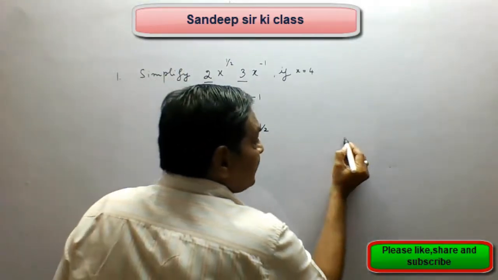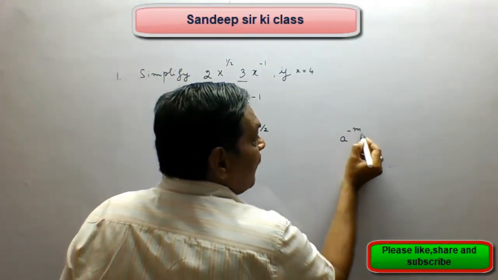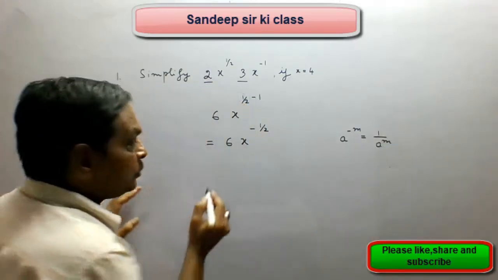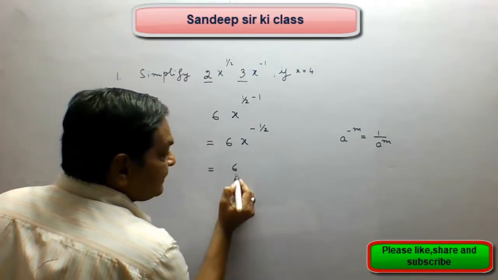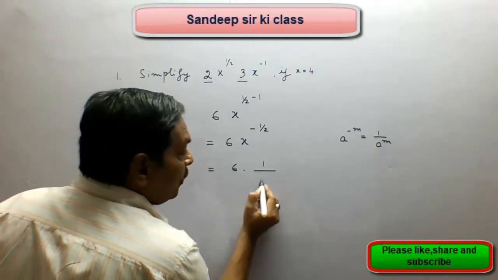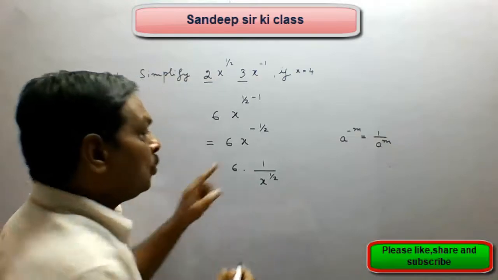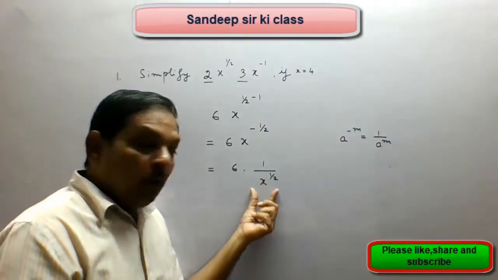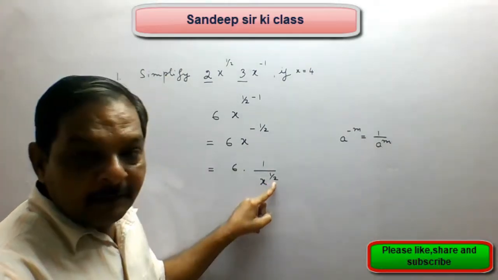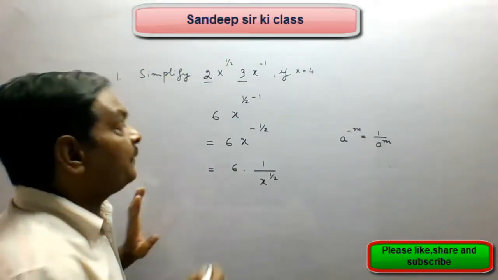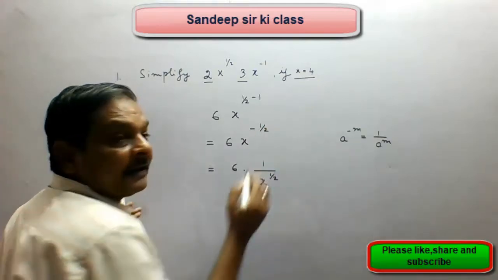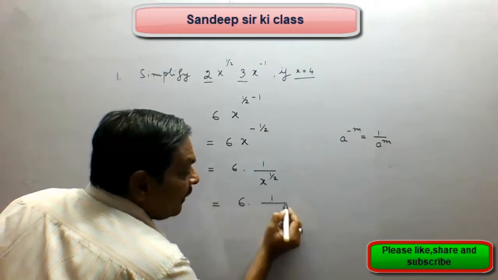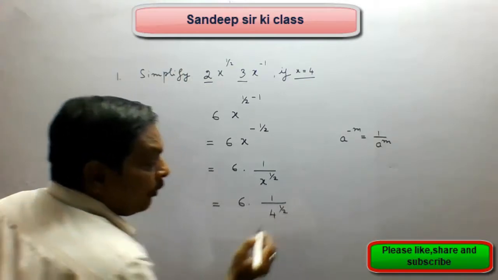Now we know that a raised to the power minus m is 1 upon a raised to the power m. So this can be written as 6 into 1 upon x to the power 1 upon 2. This x to the power minus 1 upon 2, when it goes in the denominator, the power will become positive. Now x value is given as 4, so this can be written as 6 into 1 upon 4 raised to the power 1 upon 2.